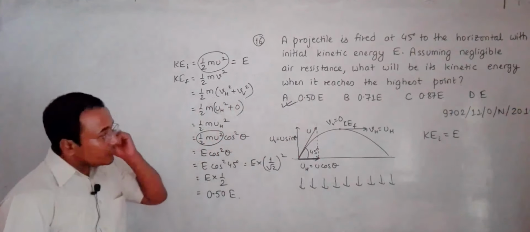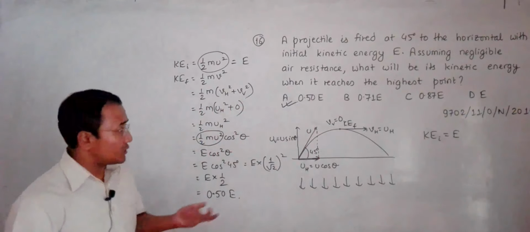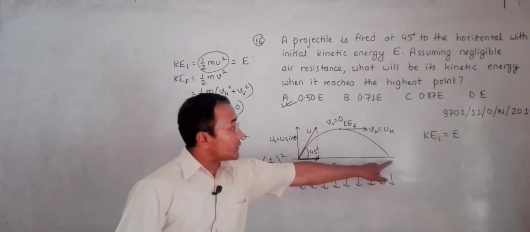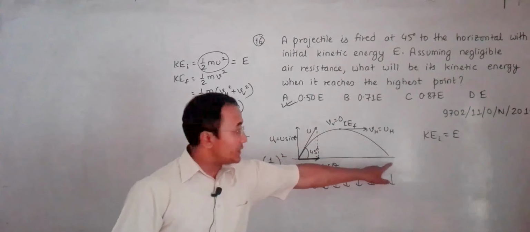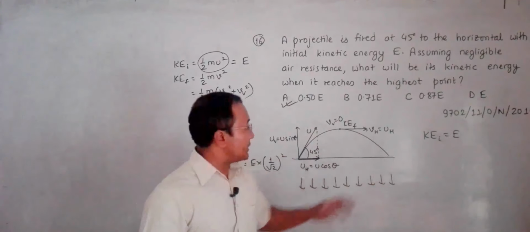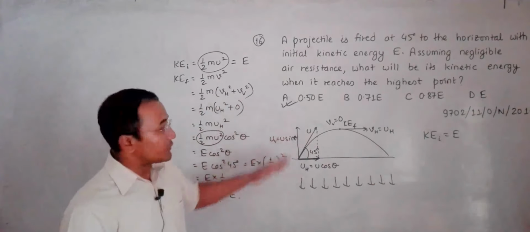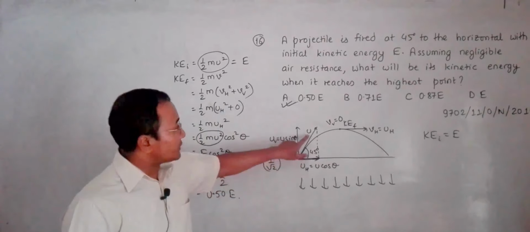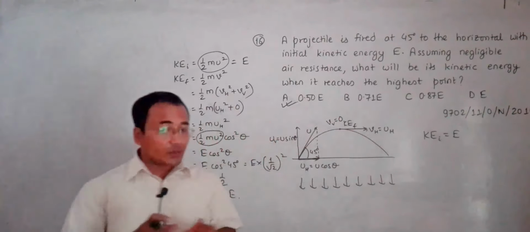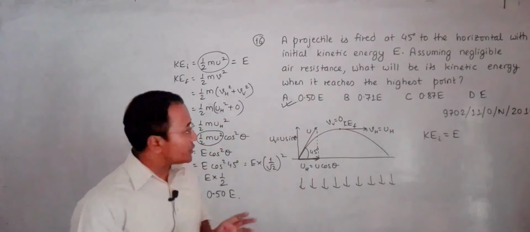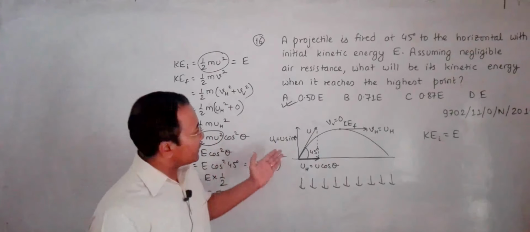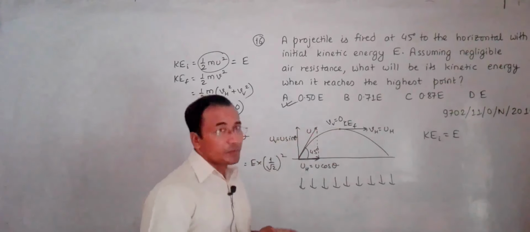In a similar manner, we can find the KE at various heights. We can find the KE over here, over here, and even over here. The value of KE at the landing point will definitely be equal to the value of KE at the start, because the firing velocity and the landing velocity will be equal in magnitude, so the KE should also be equal. This approach will help us in finding the KE at every possible point.